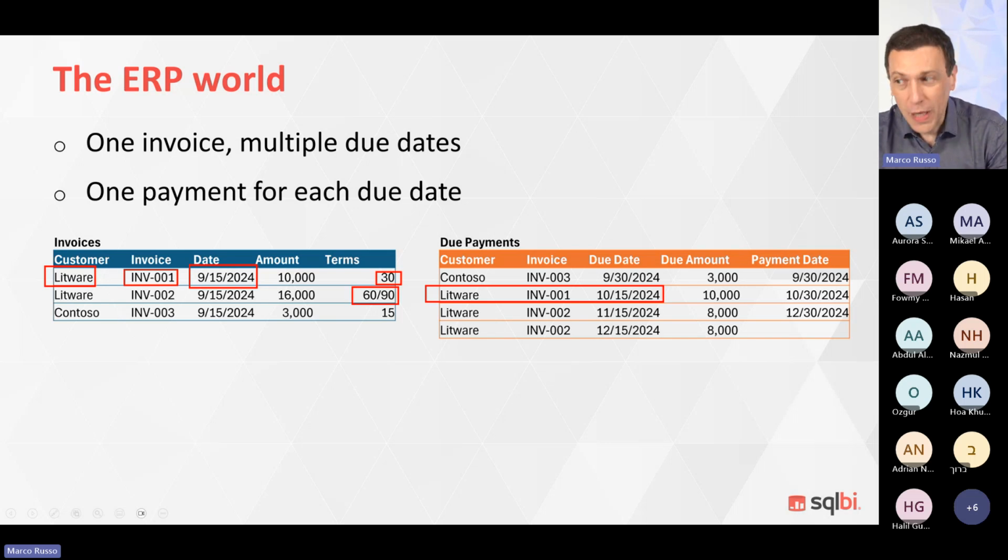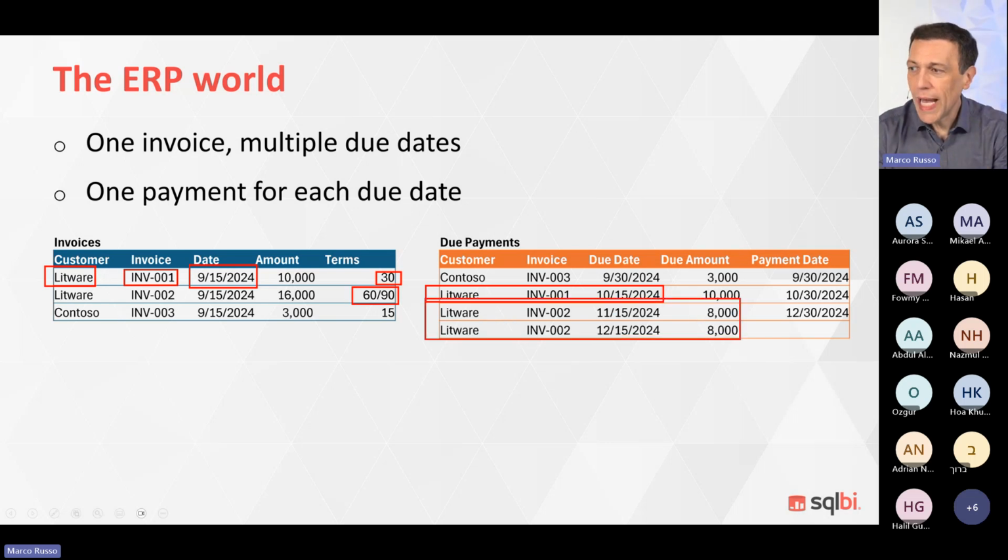We call these due payments. So these due payments are 2. We split the amount in 2, and these 2 amounts are on 2 different dates. And these 2 different dates are related to one invoice. And then the third invoice, Contoso, is 15 days from mid-September, but in this case, we have one row. This is simple. So we can see that we have multiple due dates for one invoice, and in the ERP world, we have one payment for each due date.